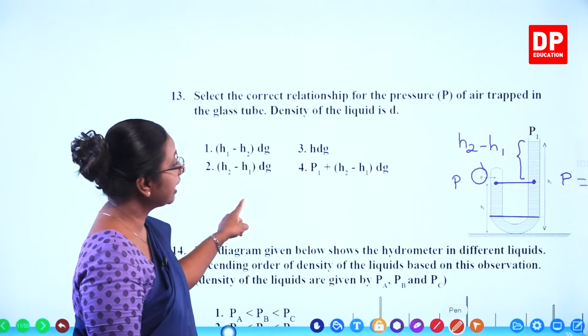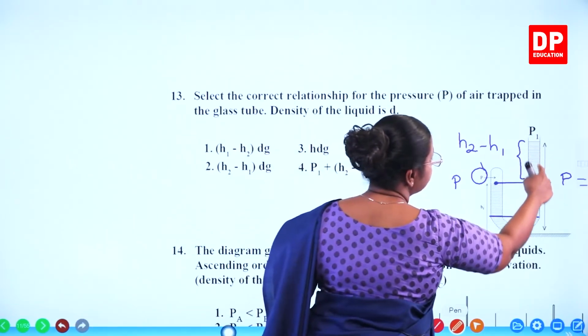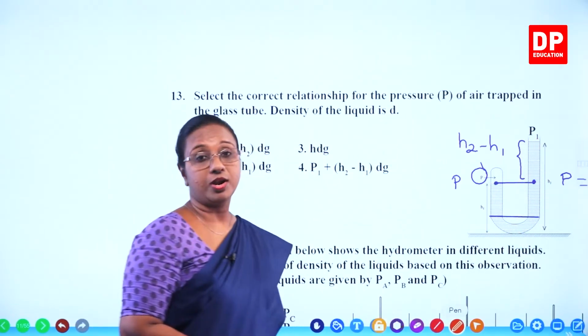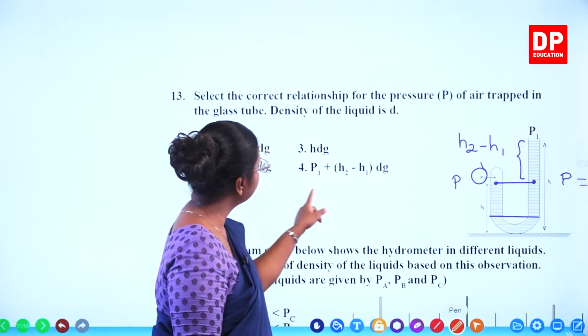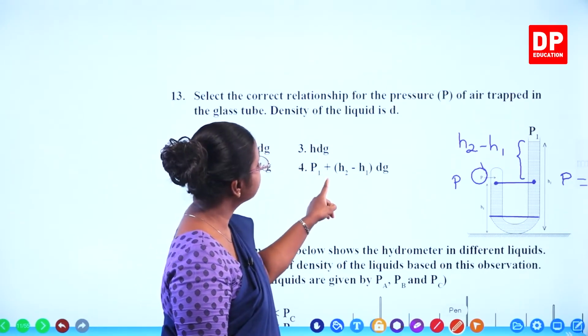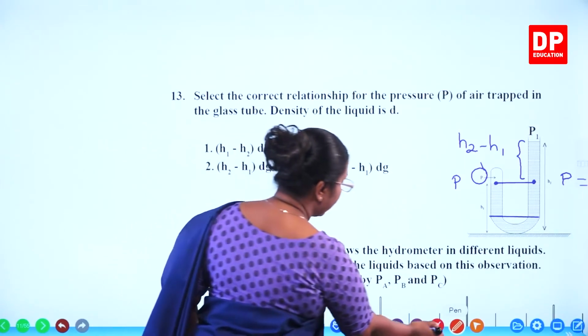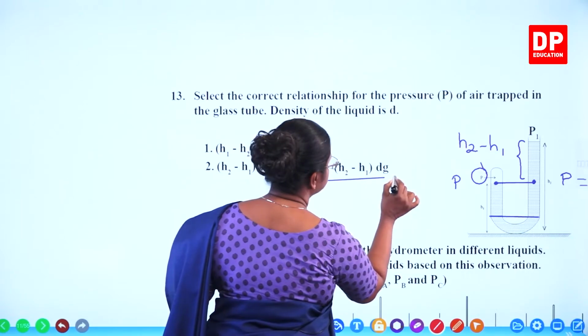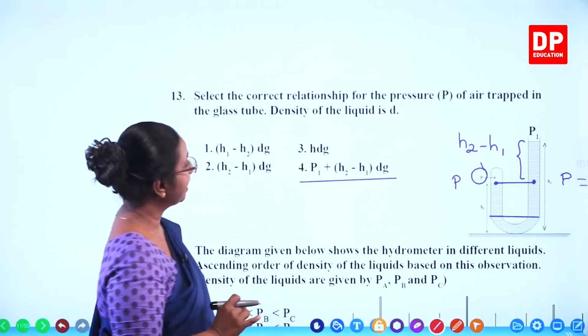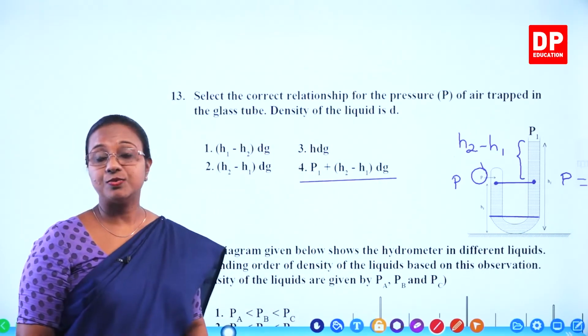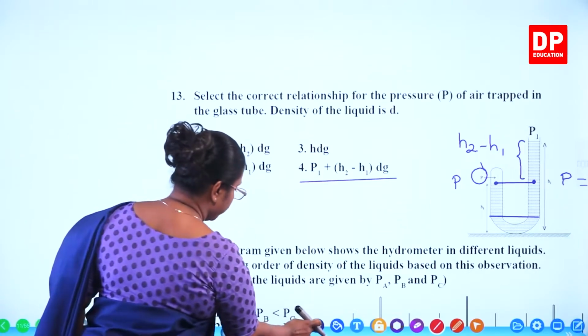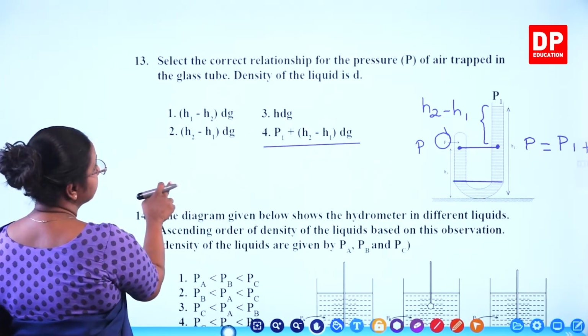That is correct only for the pressure exerted by this particular column. But if we look at the last one, P1 plus (H2 minus H1) into dg, that is the correct relationship. P1 plus (H2 minus H1) into dg. So, that's the correct answer.